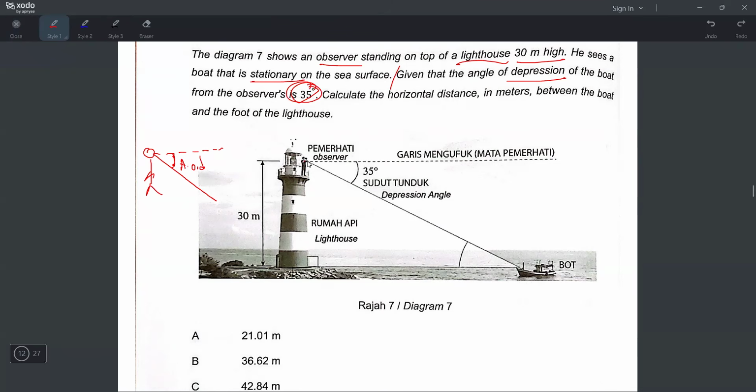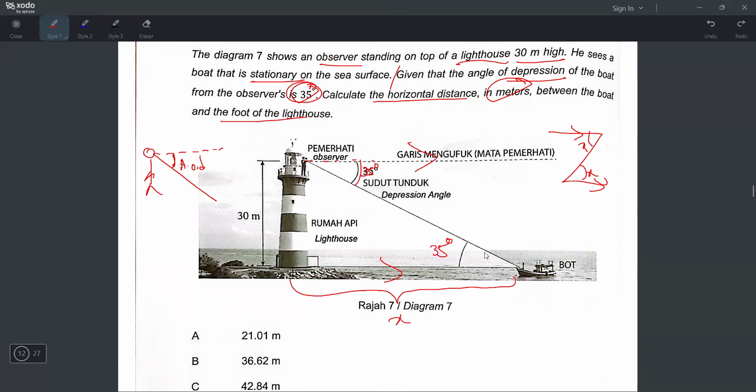So the observer is here. First draw the eye level, and then draw a line that goes to the boat, and 35. Oh, they already labeled nicely for me. And actually this will be 35 also, because your eye level will be parallel with the sea level or the ground. So if these two lines are parallel, we can use the alternate angle. This angle and this angle must be the same. So 35, 35. Okay, and then calculate the horizontal distance in meters between the boat and the foot of the lighthouse. Boat is here, foot of the lighthouse is here. So this is what I want to find. This is the x, right?